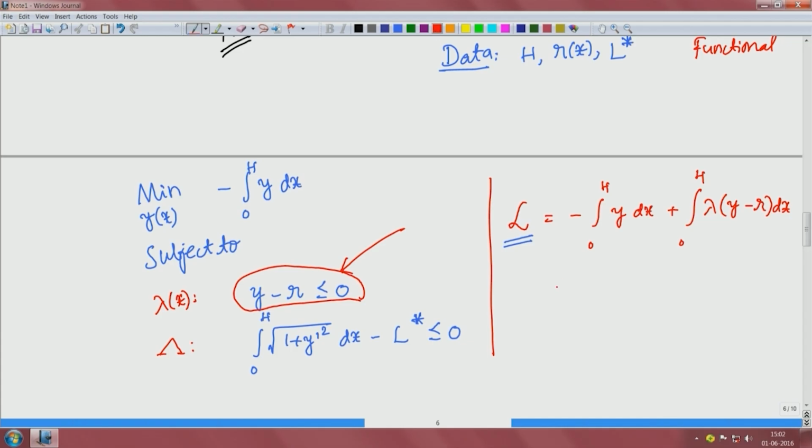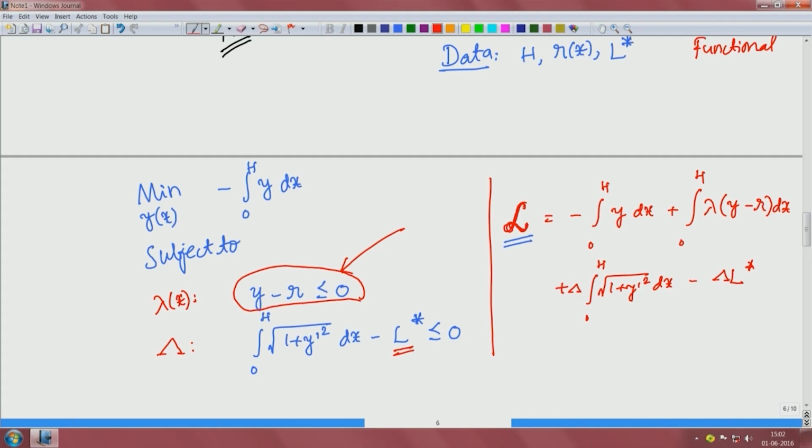Okay. Plus we have this other one, integral 0 to h capital lambda square root of 1 plus y prime square dx minus lambda L star. Well, this L star is not the Lagrangian, this is simply length star. This length here is not the Lagrangian. For the Lagrangian we have a slightly scripted L. Okay. This is the thing.